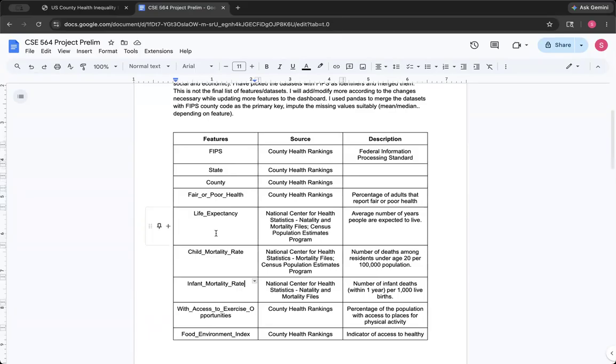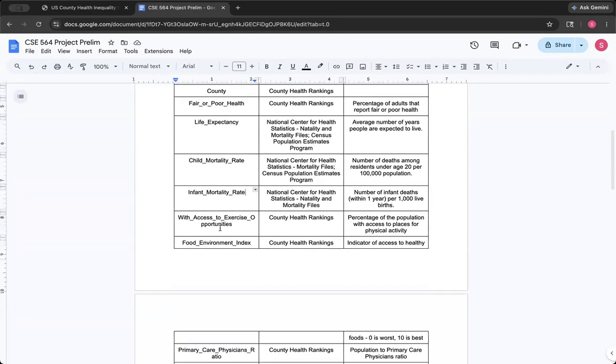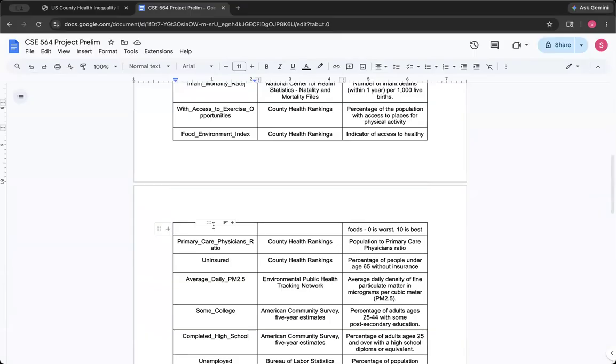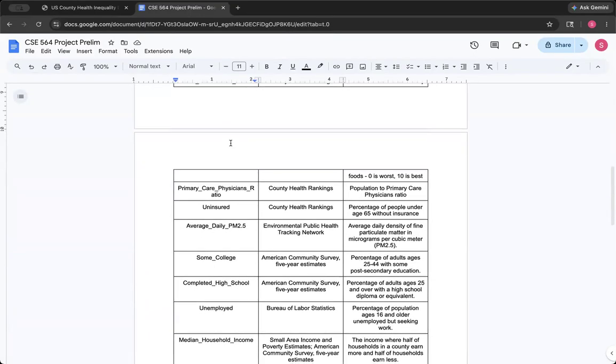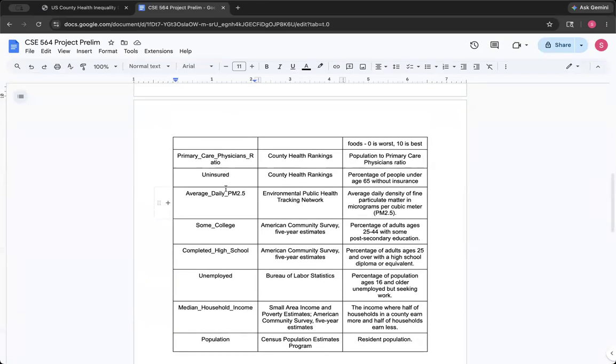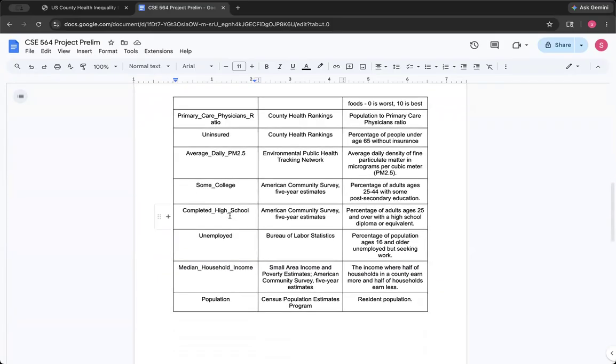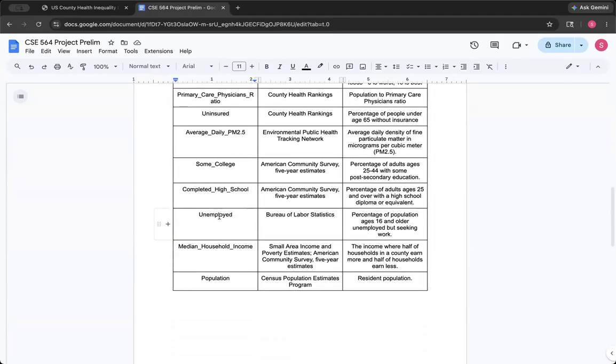And then we have health outcome variables such as fair or poor health, which is the percentage of adults that report poor health, and life expectancy, child mortality rate, and infant mortality rate. And then we have health access and environmental variables such as food environment index, primary care physician ratio, uninsured rate, and average daily PM 2.5, which is the pollution. And then we have socioeconomic variables such as the percentage of adults who have completed college or high school or are unemployed, and the median household income and population.